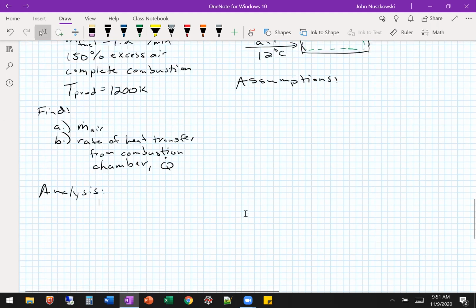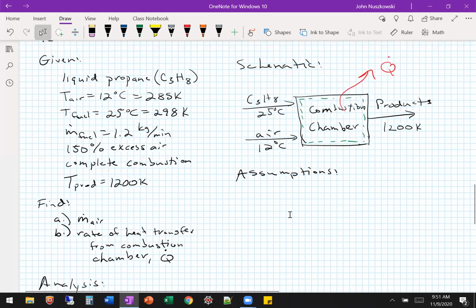All right, analysis-wise. So starting off, let's figure out our mass flow rate of air. Okay. So what do we think we can use, or how we can solve for the mass flow rate of air?